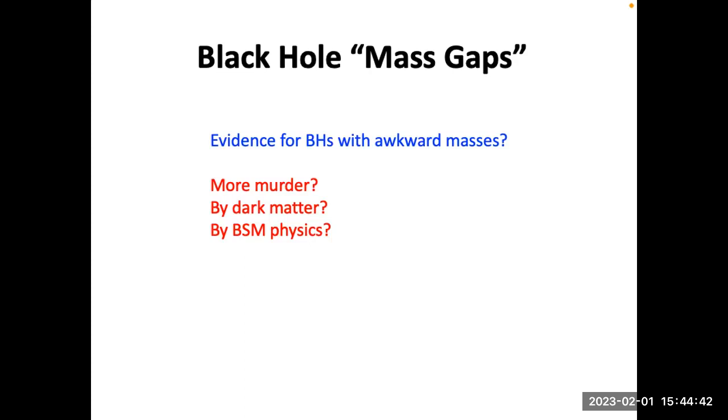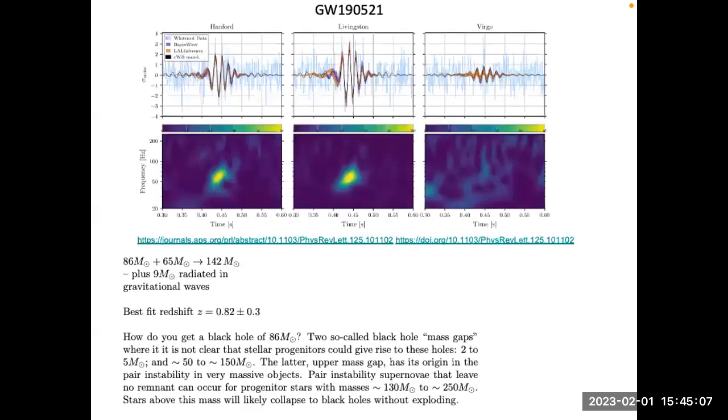There are ranges of black hole masses that this model of stellar evolution can't really make a black hole in. These are the so-called mass gaps. So is there evidence for black holes with these awkward masses that are in the gaps, that shouldn't be black hole masses? More murder? Are they murdered by dark matter or by more BSM physics? So let's look at this.